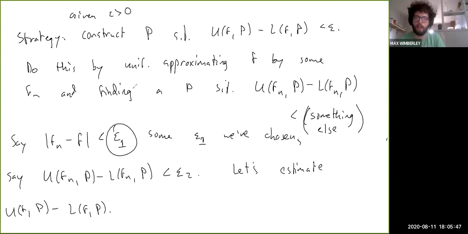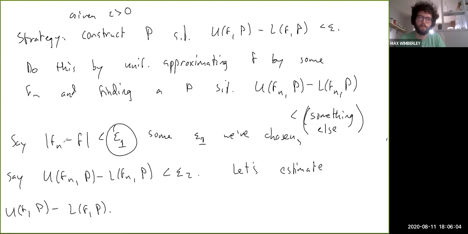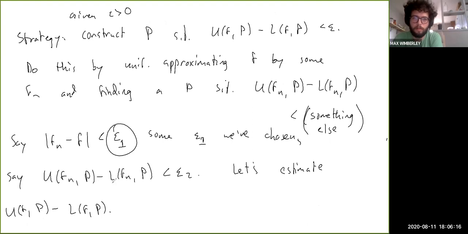You could say, okay, literally just choose Fn so that this is less than epsilon over 2, and then choose P so that this is less than epsilon over 2 B minus A. Or vice versa, sorry. Epsilon 1 is, yeah. So choose n so that this is less than epsilon over 2 B minus A, and then choose P so that this is less than epsilon over 2. And then everything will just work out, right? Yeah. Makes sense. Thank you.